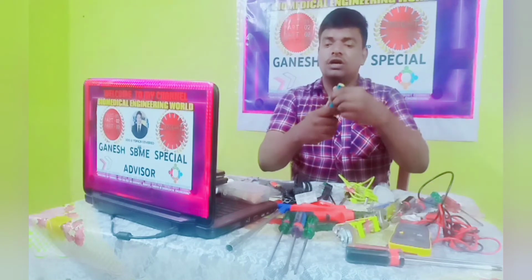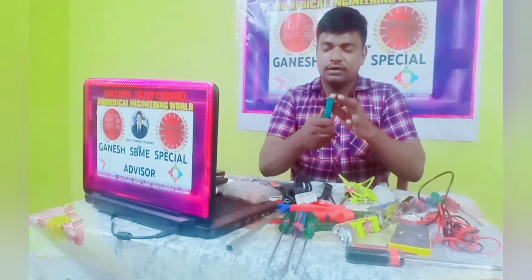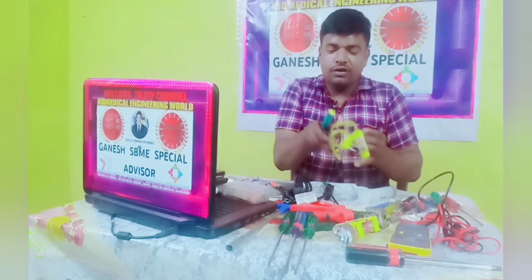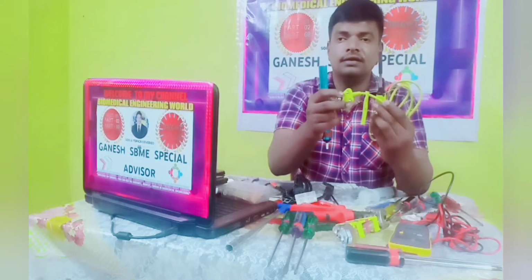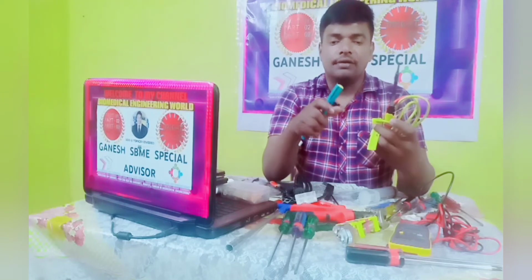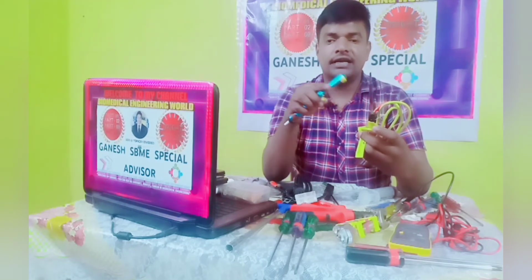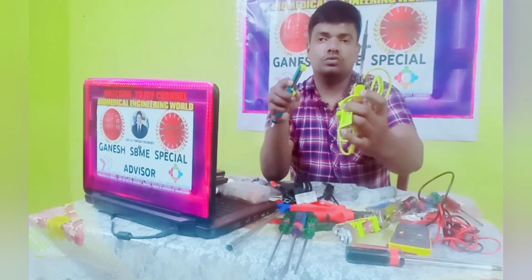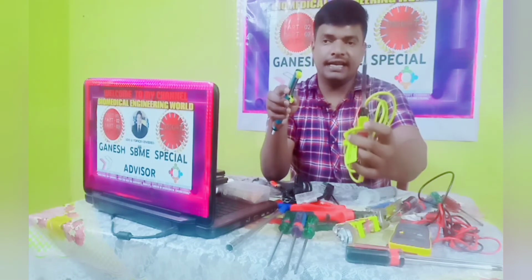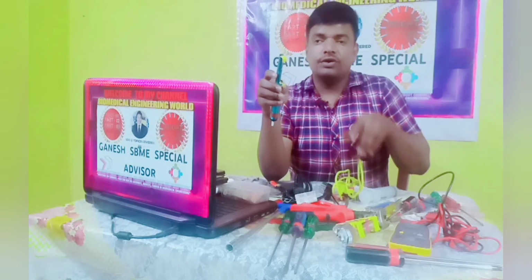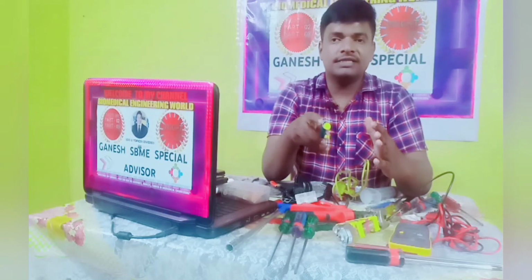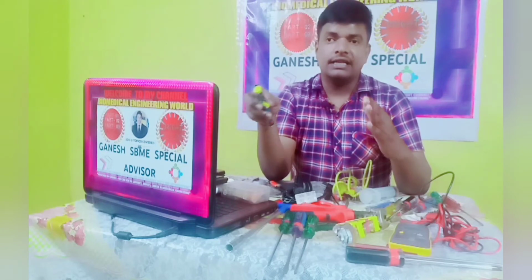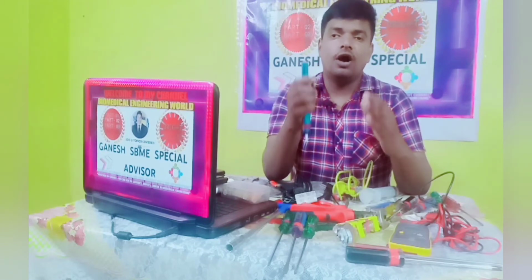Next one, soldering and desoldering. I said before, this one is the soldering gun. By using this, we can place components, do wiring and rewiring, and disconnect everything using the soldering gun. But after you have done the work, sometimes by mistake you place a component in the wrong place, then you have to remove it. How to remove?